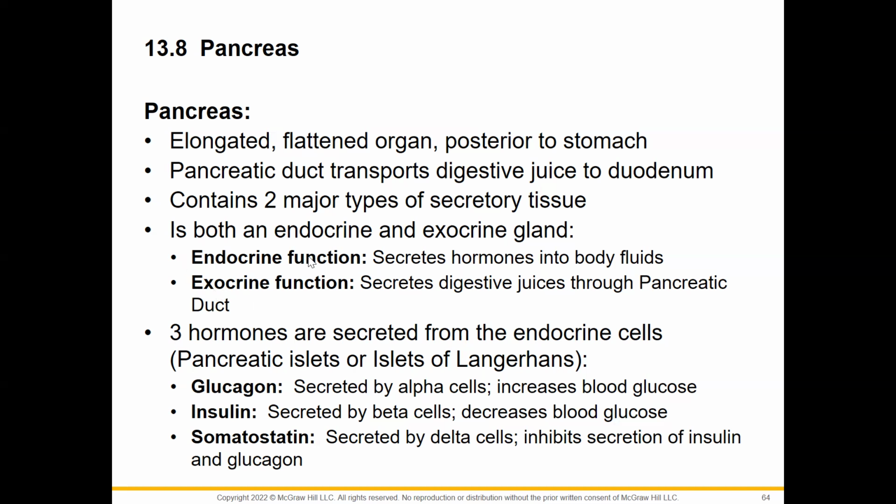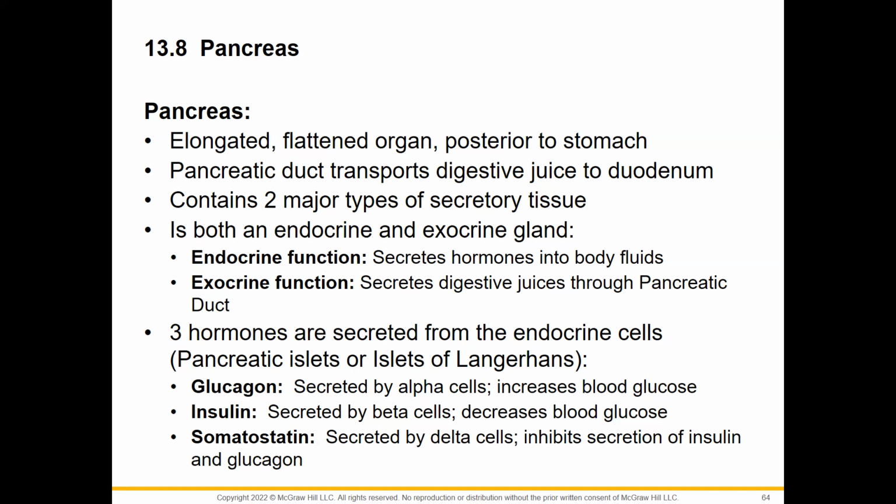So the endocrine function is hormone production, because those hormones will be secreted directly into the bloodstream or will travel throughout the body through the bloodstream. And the exocrine function is where you have the digestive enzymes that will travel through the pancreatic duct. There are three hormones that are secreted from the endocrine cells of the pancreas.